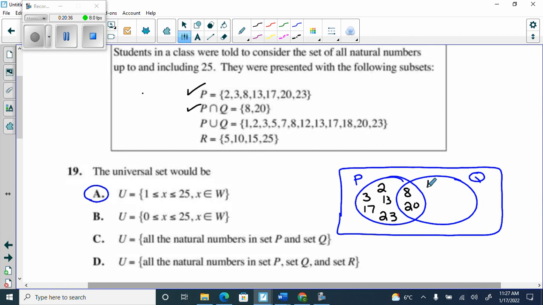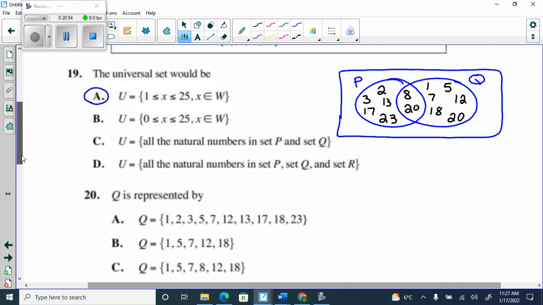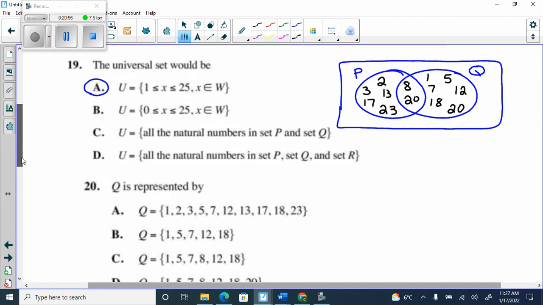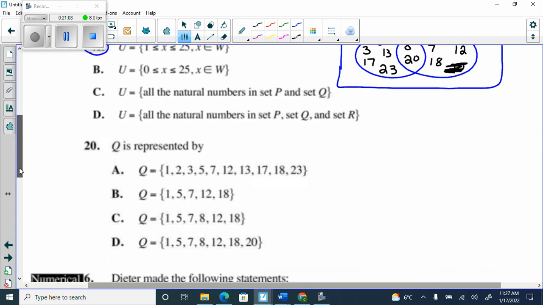I need 1 here. I already have 2, 3. I need 5, 7. I already have 8, 12. I already have 13, 17. I already have 18, 20, and then 23. So they want what's in Q. So Q would have 1, 5, 7, 8, 12, 18, and 20. So it's D.